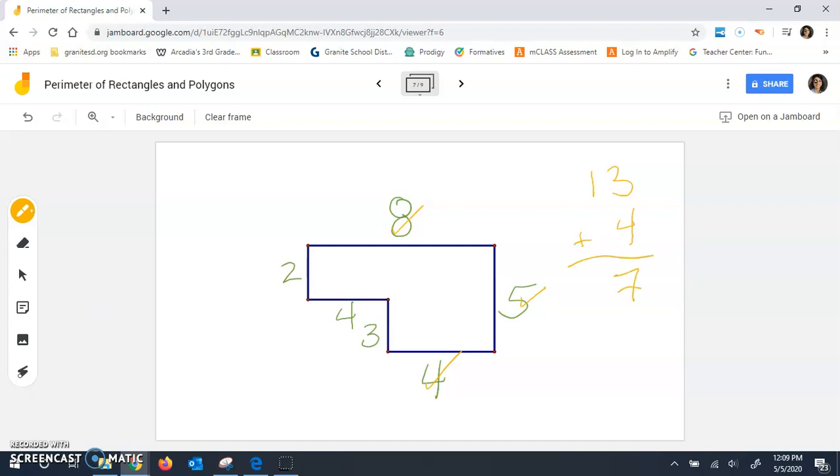And you would get 17. Add a 3 to that, and you would get 20. And add a 4 to 20, and you would get 24. And add a 2 to your 24, and you would get 26. So your perimeter is 26. I crossed it off to show that I've added every single one. You don't want to go back and start adding the numbers you've already added. You just need to add them once.